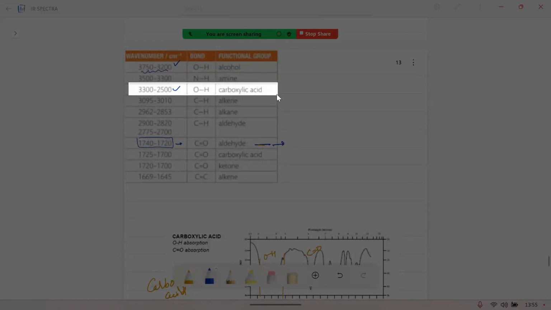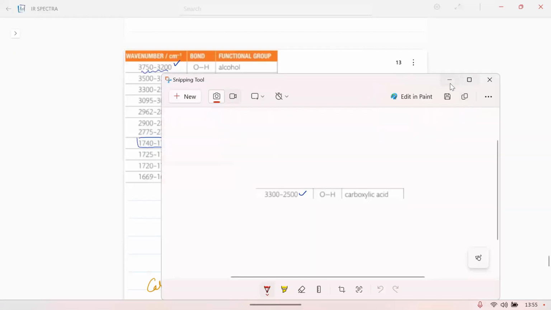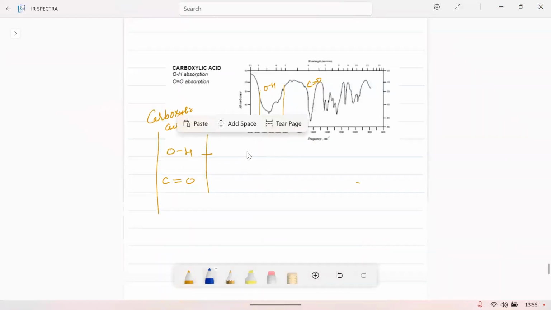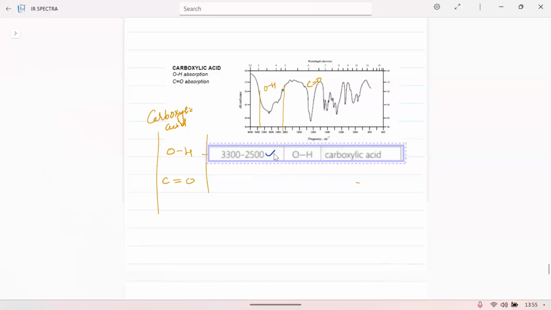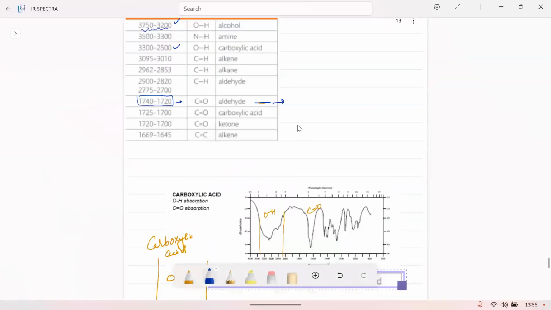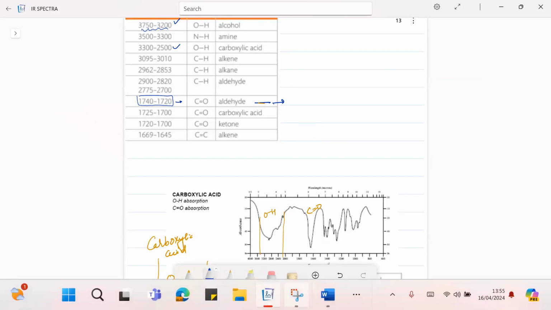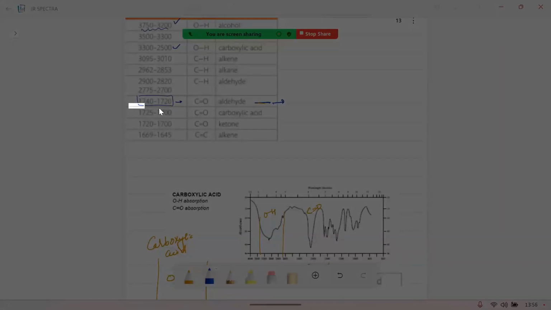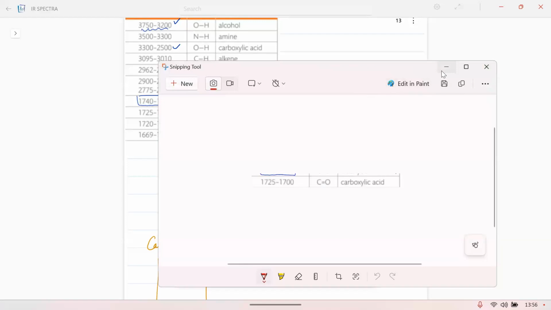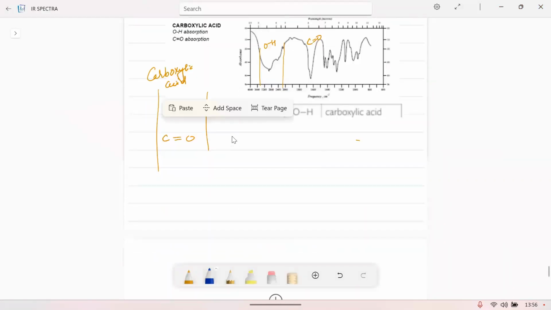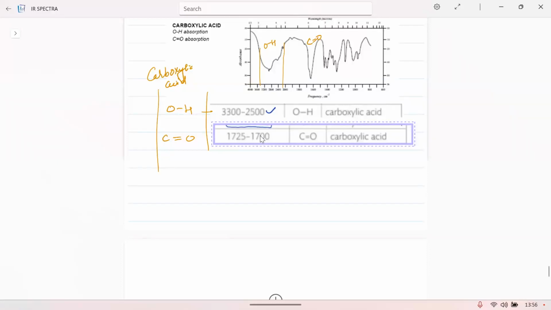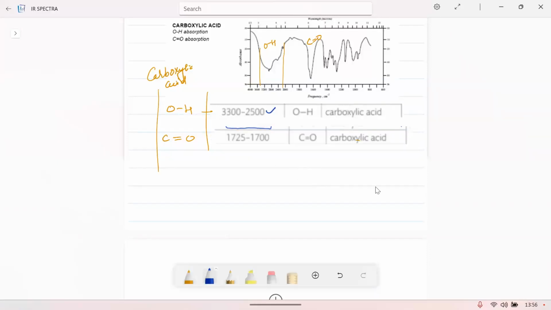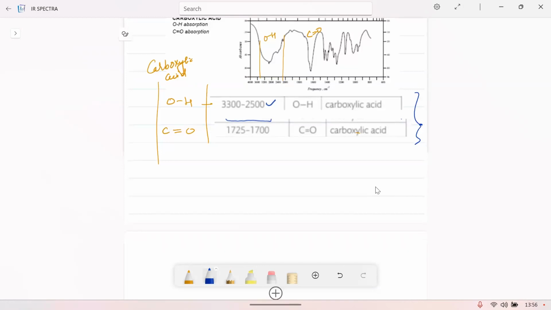So you will say there is an OH peak for carboxylic acid at 3,300 to 2,500, and this is the reason for this. And for the C double bond O, again you will pick the C double bond O peak for carboxylic acid, because there is a difference for an aldehyde and a ketone. Both are slightly different. So you will pick the value for the carboxylic acid, and that will be your justification. Finished. So based on this, you say your substance is a carboxylic acid.